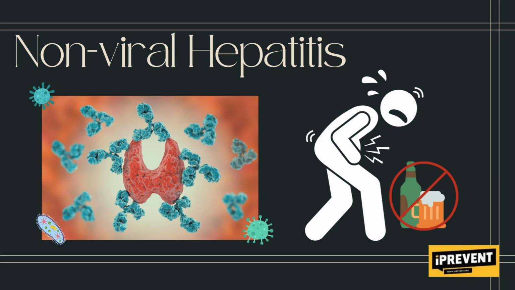Autoimmune hepatitis causes chronic inflammation in your liver, the same way other types of hepatitis do. But instead of a virus or alcohol damaging your liver, it's your own immune system attacking it. Experts don't know what causes it, but it is more likely to appear in people living with other autoimmune conditions.